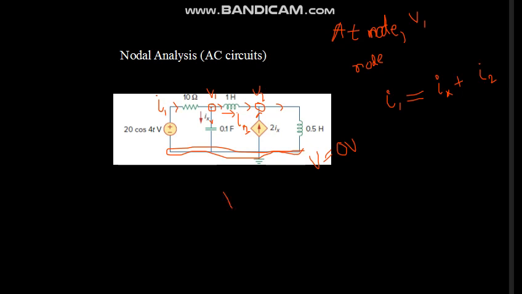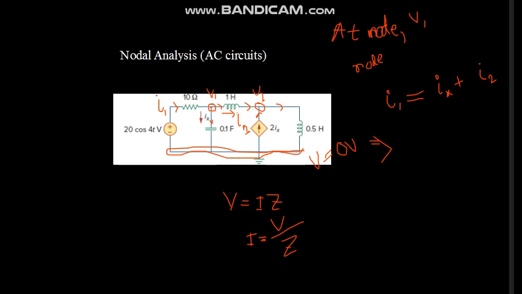Then we have to apply the basic Ohm's law. From Ohm's law, V is equal to IR, or IZ, as it is impedance. So I is equal to V divided by Z. Now apply Ohm's law in this Kirchhoff's current law.